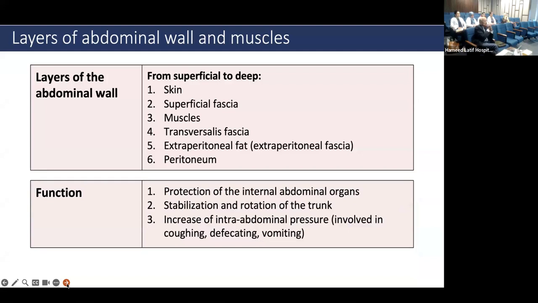The function of these muscles is to protect the internal abdominal organs, obviously providing them this protective cage, which is only muscular in front, and the stabilization and rotation of the trunk. These are the actions of the internal, external oblique, and transverse muscles. They also, particularly the rectus abdominis muscle, help in developing increased intra-abdominal pressure, which is required and reflexly present during coughing, passing stools, or at the time of vomiting.